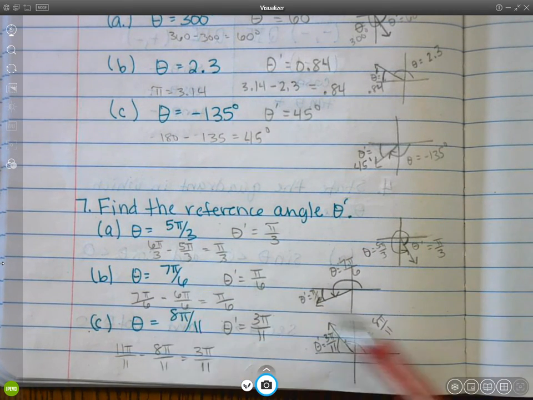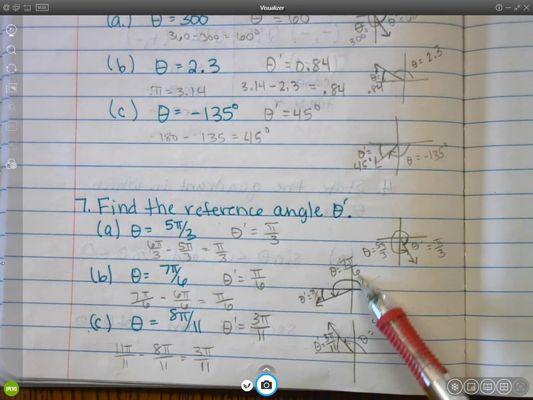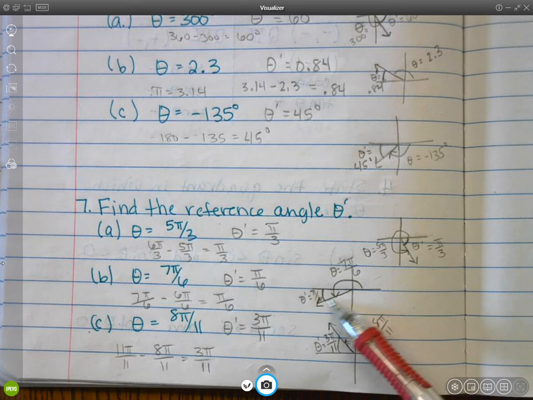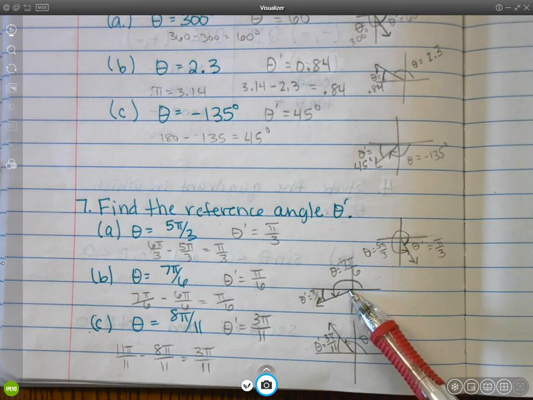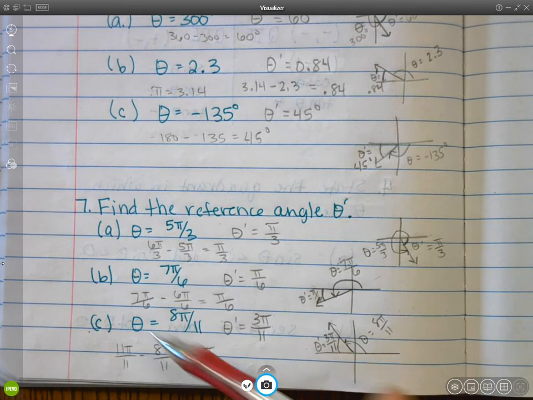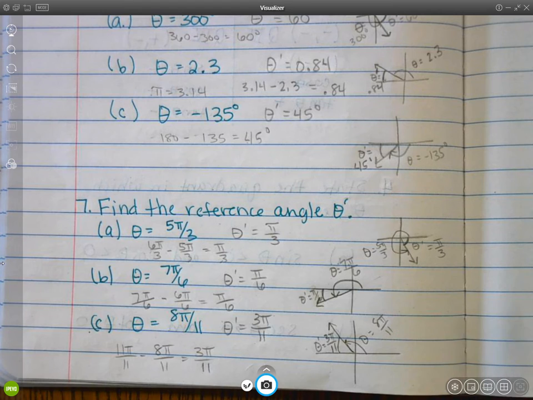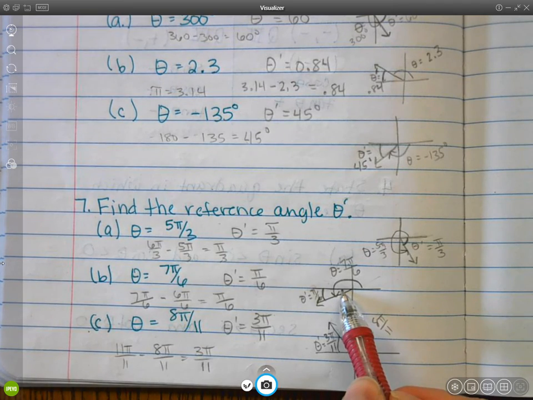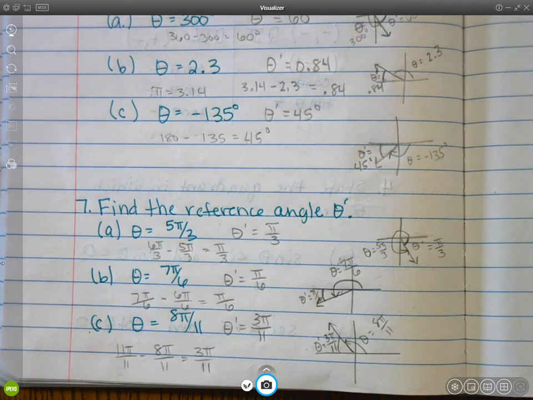All right, 7 pi over 6. So we have 1/6, 2/6, 3/6, 4/6, 5/6, 6/6, 7/6 is here. All right, and the closest x-axis is this guy right here that was 6/6 or 1 pi. So how far is it from 7/6 to 6/6? 1/6. So that reference angle, this little angle right here, is pi over 6.